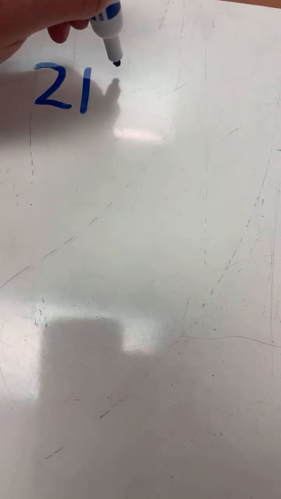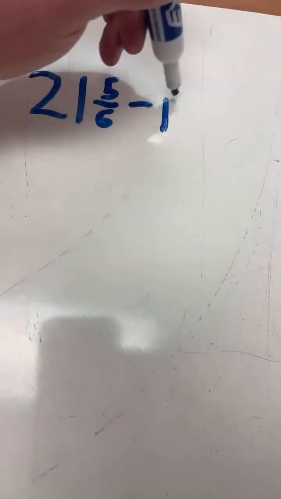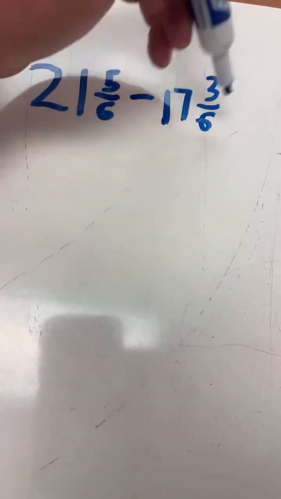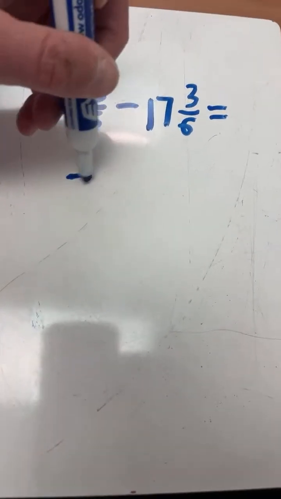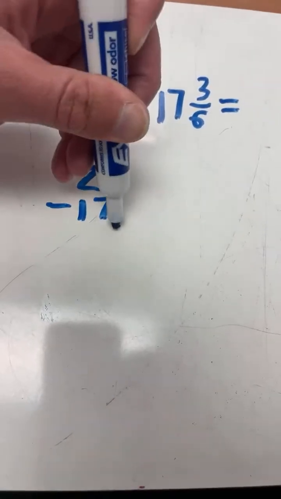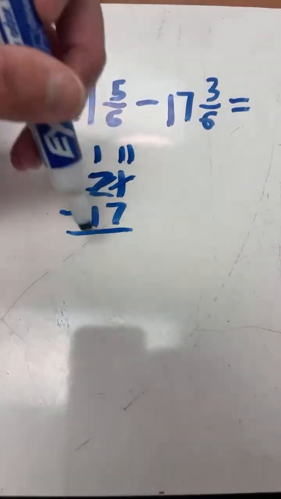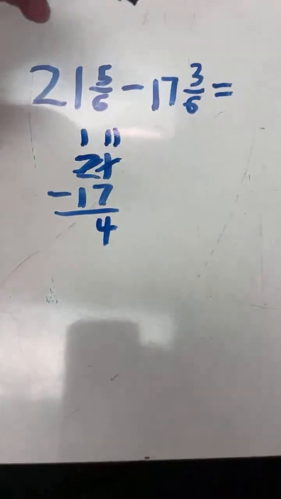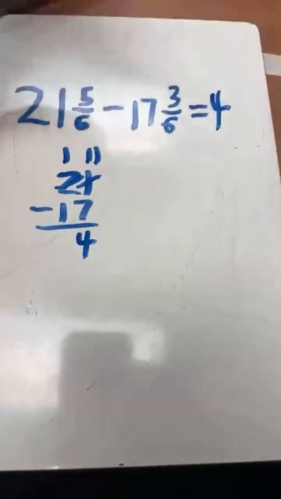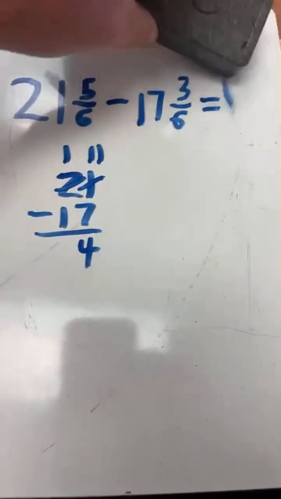21 5/6 minus 17 3/6. Step 1, we subtract our whole numbers. 21 minus 17 equals 4. So 4 is our whole number. Let me make that 4 a little neater. Legibility does matter.